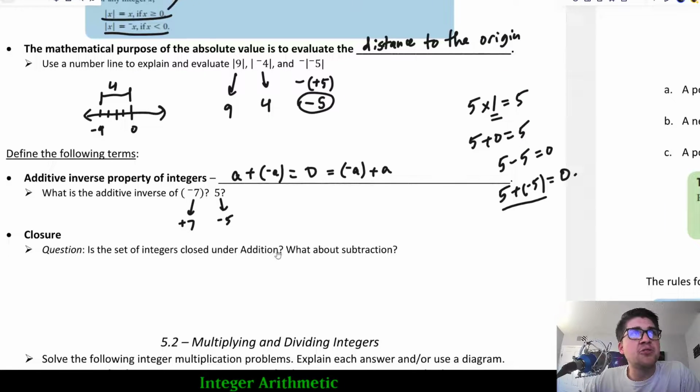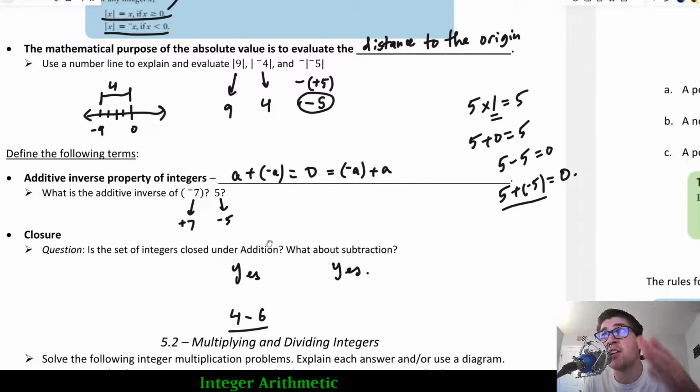And, with closure, as I've already said, yes, it is closed under both addition and subtraction. And the reason it's closed under subtraction: say we were just talking about whole numbers. 4 minus 6 shows us that subtraction is not closed on the whole numbers. Because, as we tell kids, this is not allowed. You can't take away more than you have to begin with.